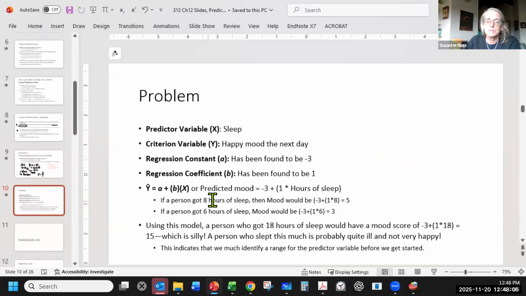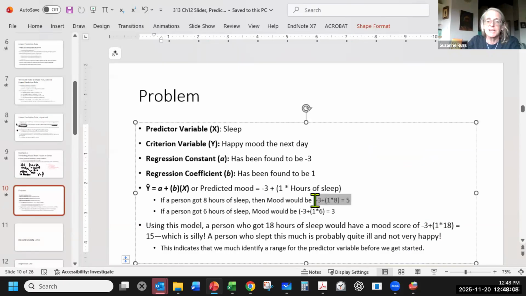So if a person got 8 hours of sleep, the model would predict 5. If the person got 6 hours of sleep, the model would predict 3, as we know. We do have to set ranges. We couldn't have someone getting 18 hours of sleep and get a reasonable outcome, because that would probably mean they're really sick or something like that. So we'd have to set some ranges that the model would work for, but that's how it works.